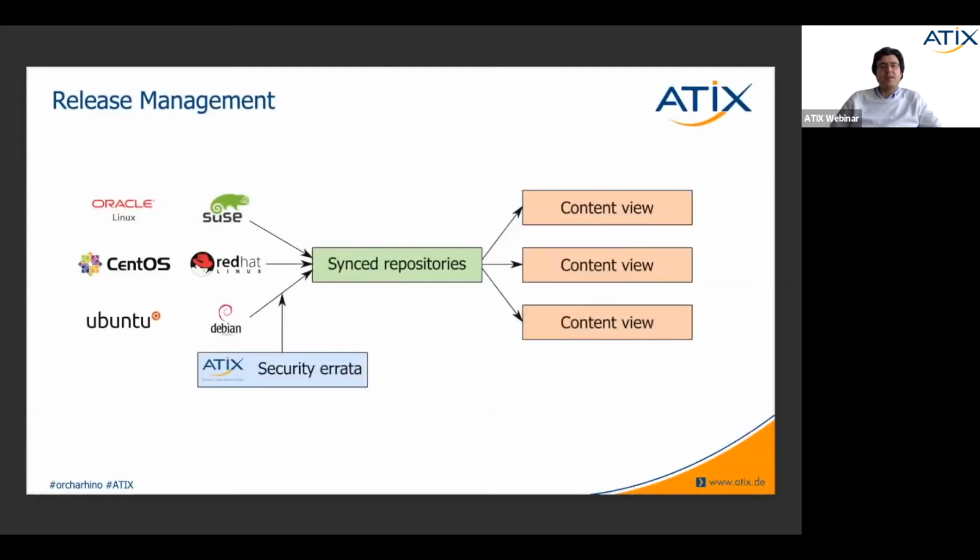The next step in the life of a server would now be the release management. In order to do that, we provide local repositories on orcharhino. This means we create a repo on orcharhino and we synchronize the upstream repository there. So we can attach all the repositories to our servers directly from orcharhino and don't have to go to upstream.